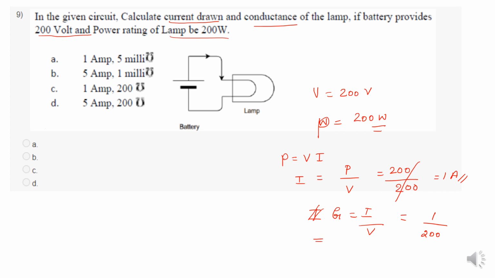Now what do I have to do? 1 by 200 is 0.5 into 10 power minus 2. Here multiply both numerator and denominator by 10, so it converts to 10 power minus 3. 0.5 into 10 is 5, so that is 5 into 10 power minus 3. So 5 millimho, not ohm, millimho. That is the correct answer.